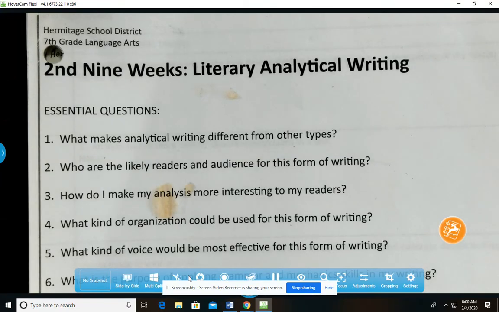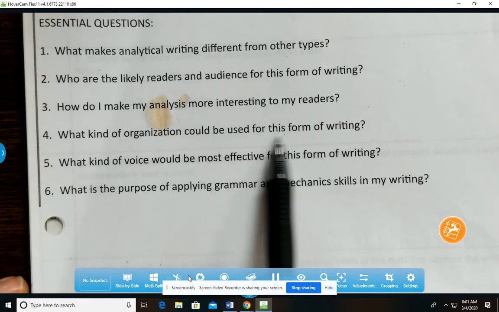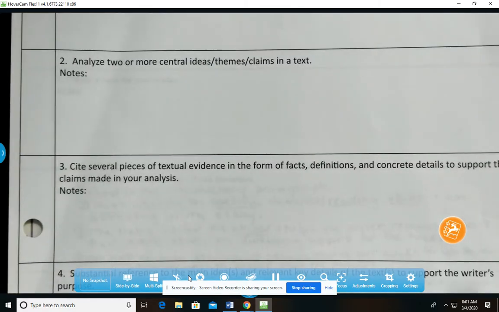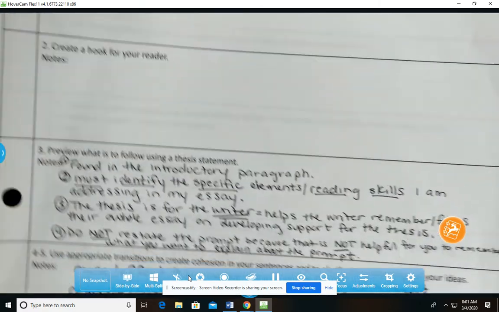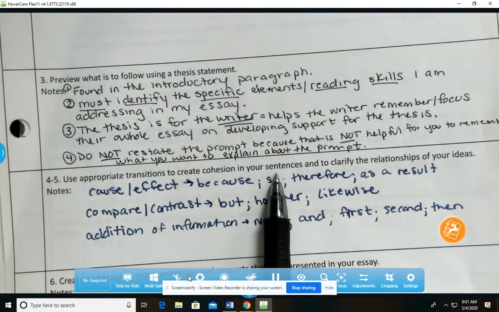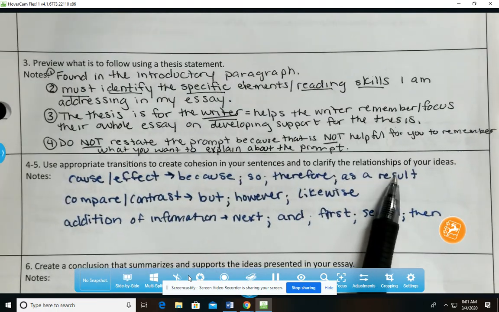Hello. Today we're looking in our analytical packet at essential question number 4. What kind of organization could be used in this form of writing? We're in the organization section of the learning target packet, and we're going to be looking at using appropriate transitions to create cohesion in our sentences and to clarify the relationship of our ideas.